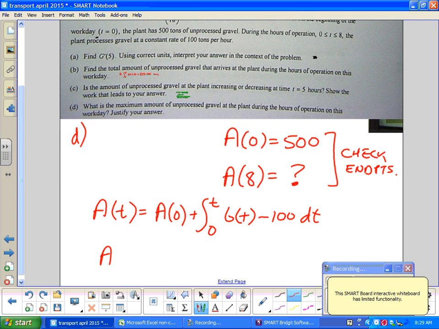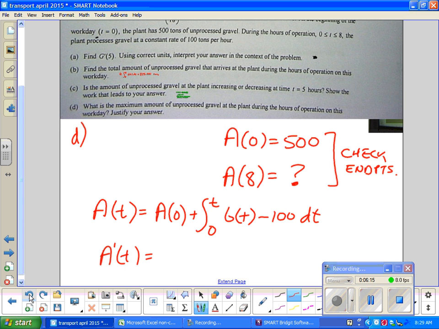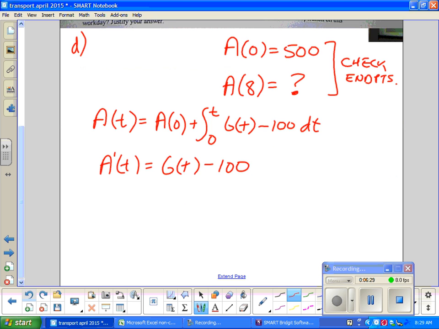All right. So now I have to find A prime of t. The derivative of this constant is 0, right? We take the derivative of that. And the derivative, fundamental theorem of calculus, keeps coming back and getting us. We've got to get this, all right? It is simply, since it's just t, g of t minus 100. All right? And I'm going to set A prime of t equal to 0.